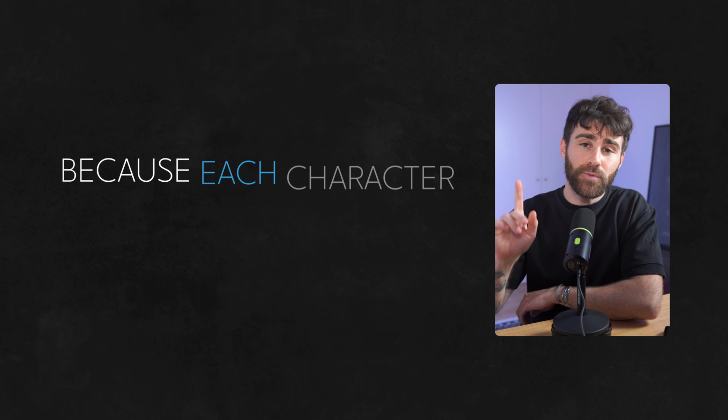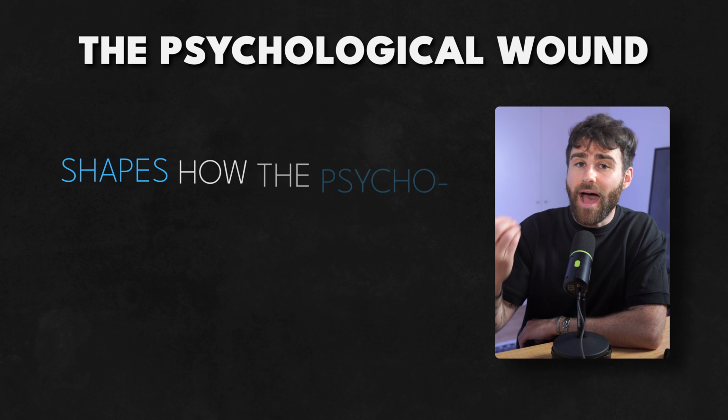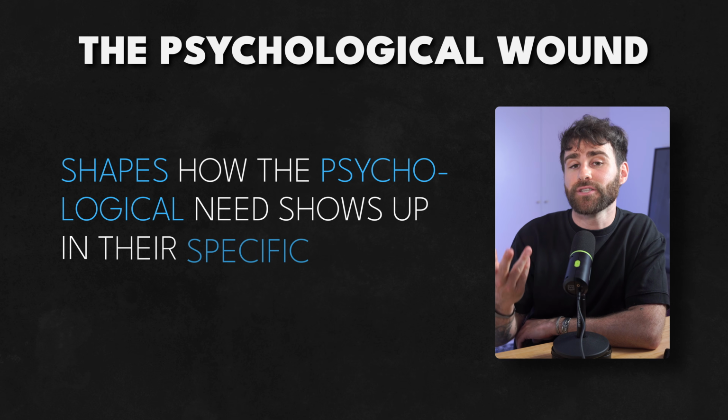That's because each one of them carries their own psychological wound, something that happened before the story ever began, something that's unique to them, that shapes how the psychological need shows up in their specific life. So they all have the same internal barrier, the same psychological need, but they have different scar tissues, if that makes sense. And the common denominator matters beyond characterization. You'll see exactly why towards the end, so stay with me.